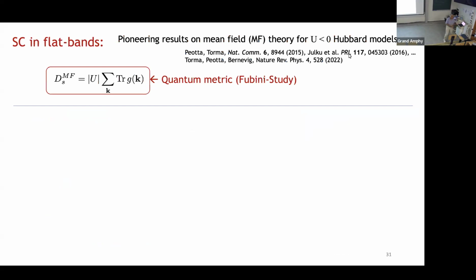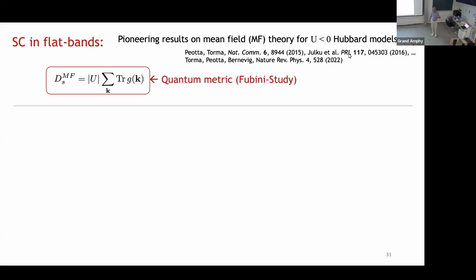Maybe I should keep an eye on the clock. It's 10 past 11. So, okay, I'll be done in maybe 20 minutes or so.